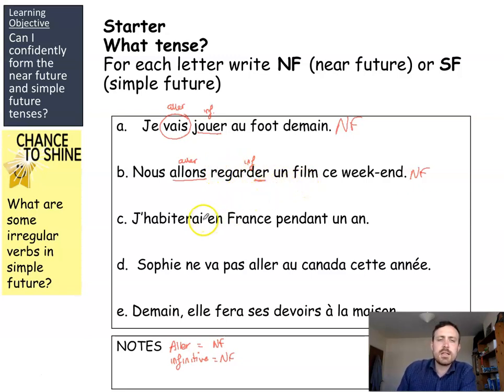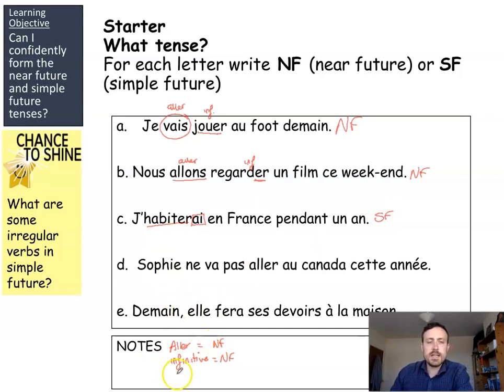C. J'habiterai en France pendant un an. Now, here we don't have the verb aller. We're not seeing vais, allons, aller. But what we are seeing is an infinitive with an ending on that infinitive. And this is how we recognise the simple future.